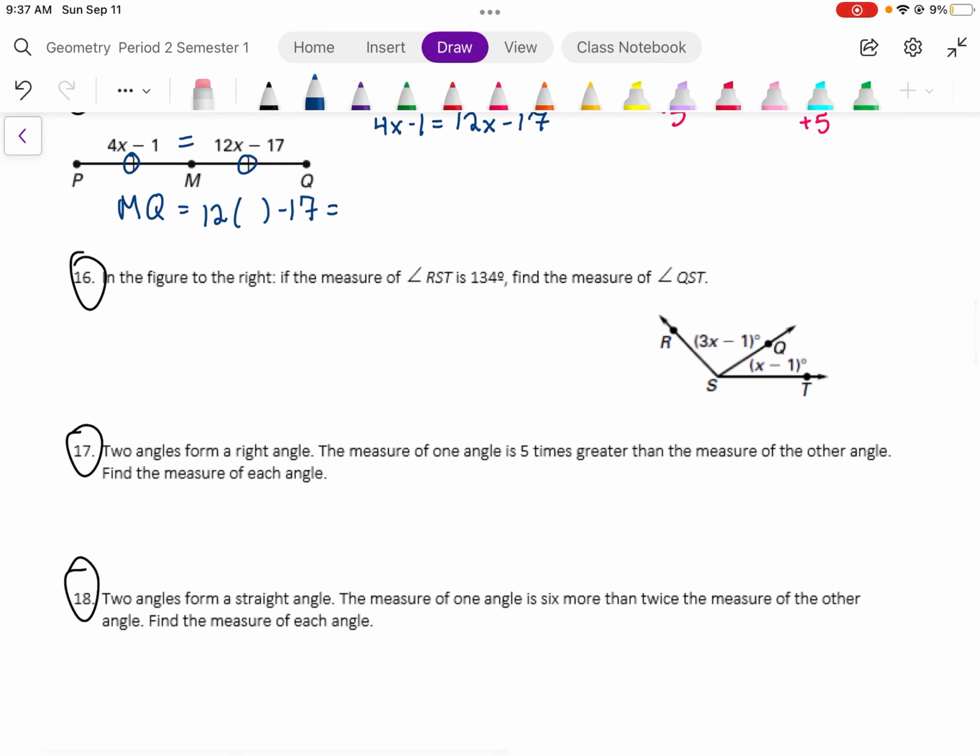For number 16, in the figure to the right, they tell us that the measure of angle RST, so that's going from R to S and S to T, that whole thing is 134 degrees. So I'm just going to show that over here so I can remember that. They want us to find the measure of QST, and that is that smaller angle over here. In order to figure out what that angle measurement is, we're going to have to solve for x first. And this one, we're going to use the angle addition postulate.